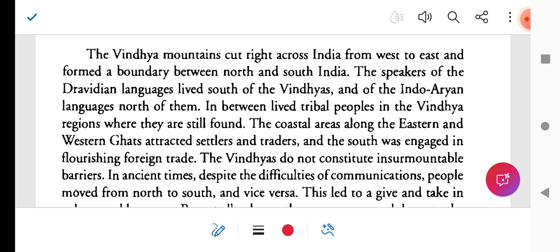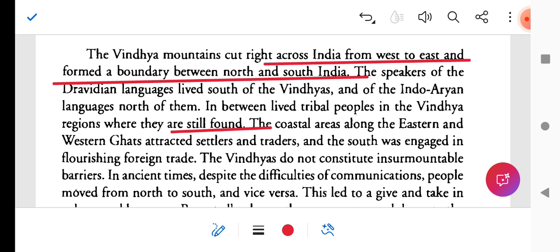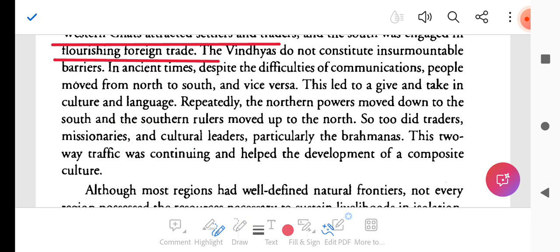The Vindhya mountains cut right across India from west to east and formed a boundary between north and south India. The speakers of the Dravidian languages lived south of the Vindhyas and of the Indo-Aryan languages north of them. In between lived tribal peoples in Vindhya regions where they are still found. The coastal areas along the eastern and western Ghats attracted settlers and traders, and the south was engaged in flourishing foreign trade.